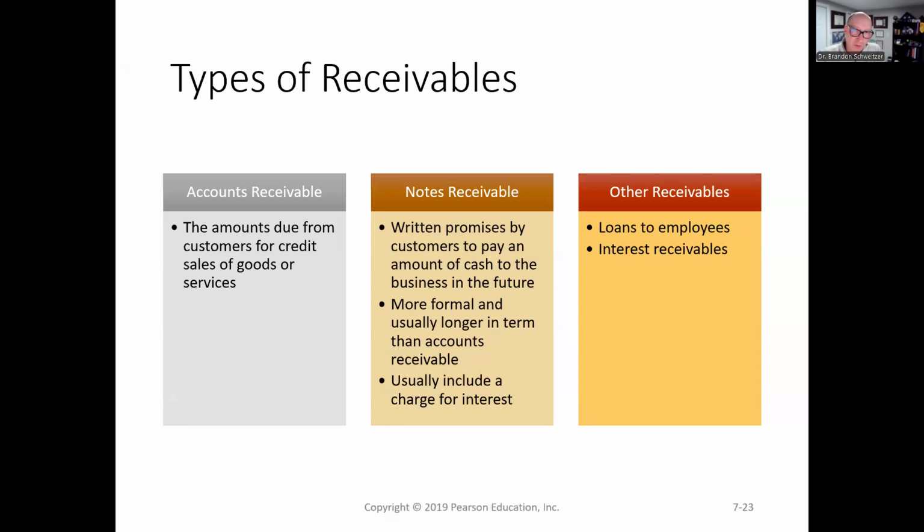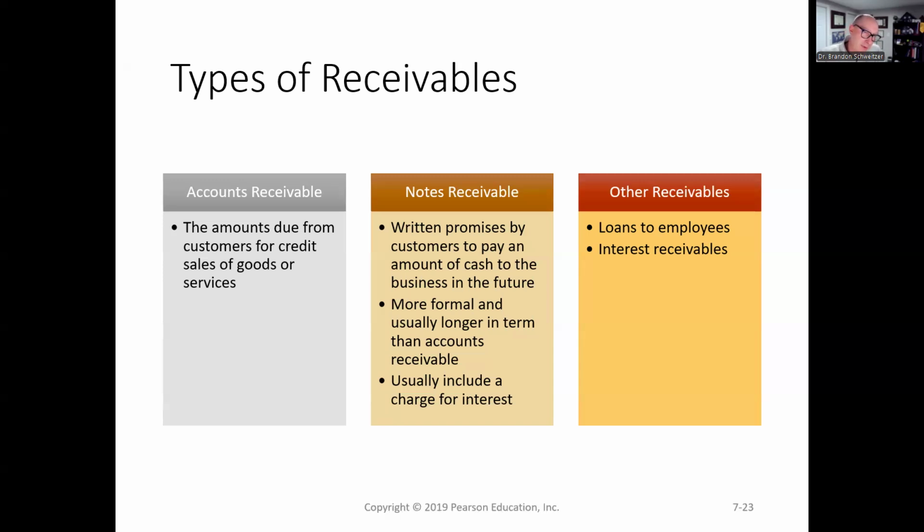And we also have what we call notes receivable. Notes receivable is when there's a promise by a customer to pay an amount of cash at a future date, and it typically involves interest payment. So I'll give you a classic example of these.